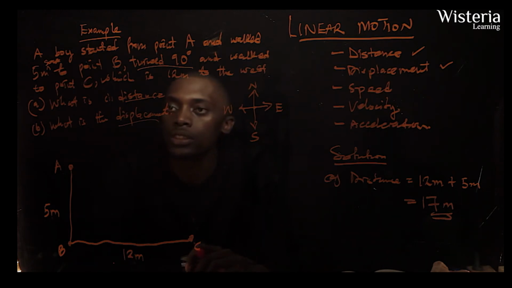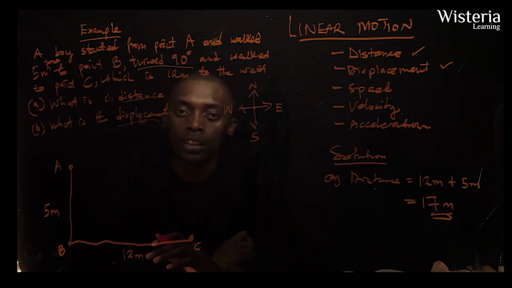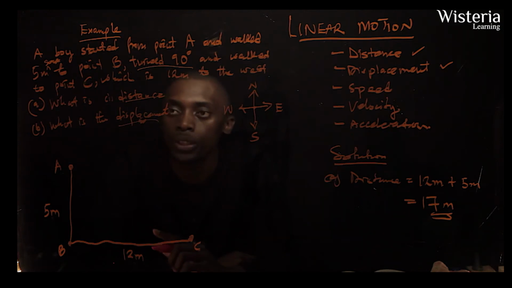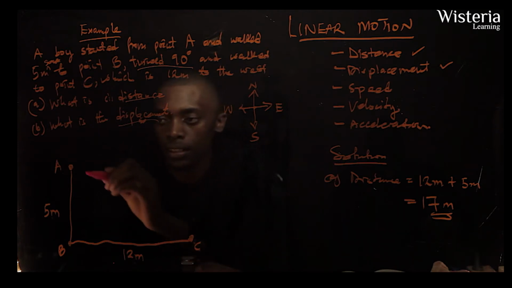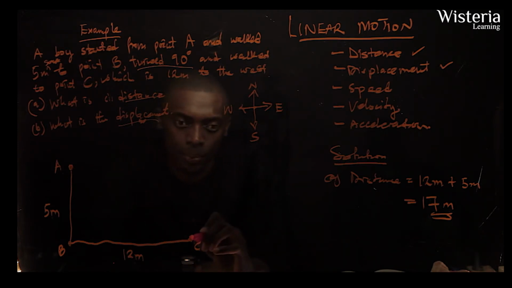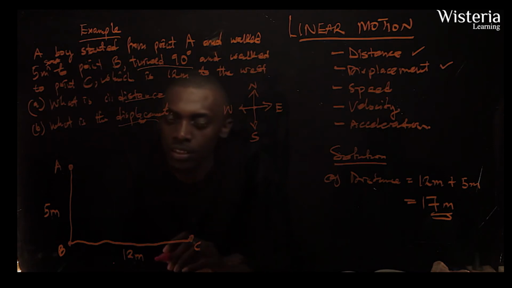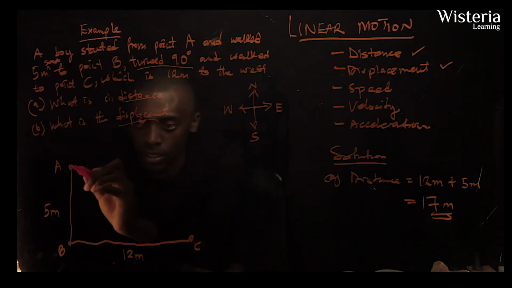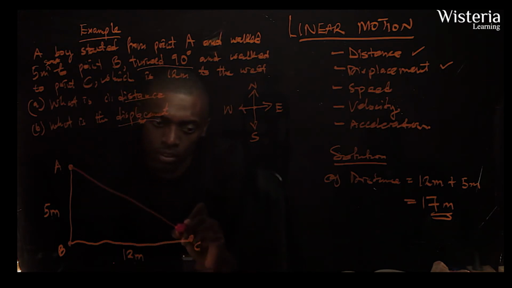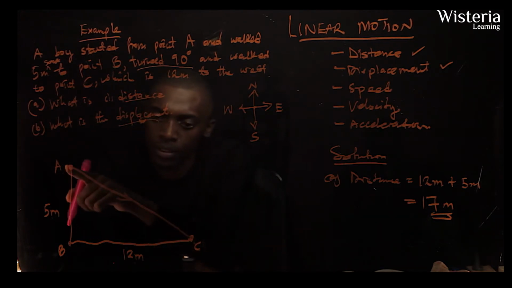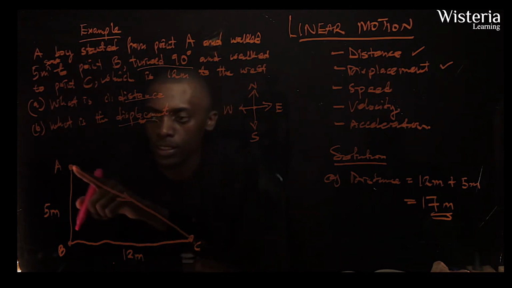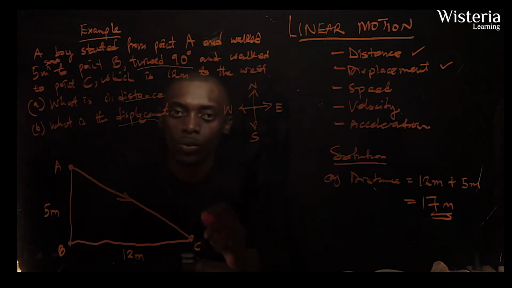And then the last question says, what is the displacement? Okay, so like we agreed, displacement is just the change in direction or in position as an object moves from one point to the other. So the 2 points which are important here are the start point and the end point. So in actual sense, the change in position for this boy was actually a line that is straight from the start position to the end position. So this is the displacement of the boy.